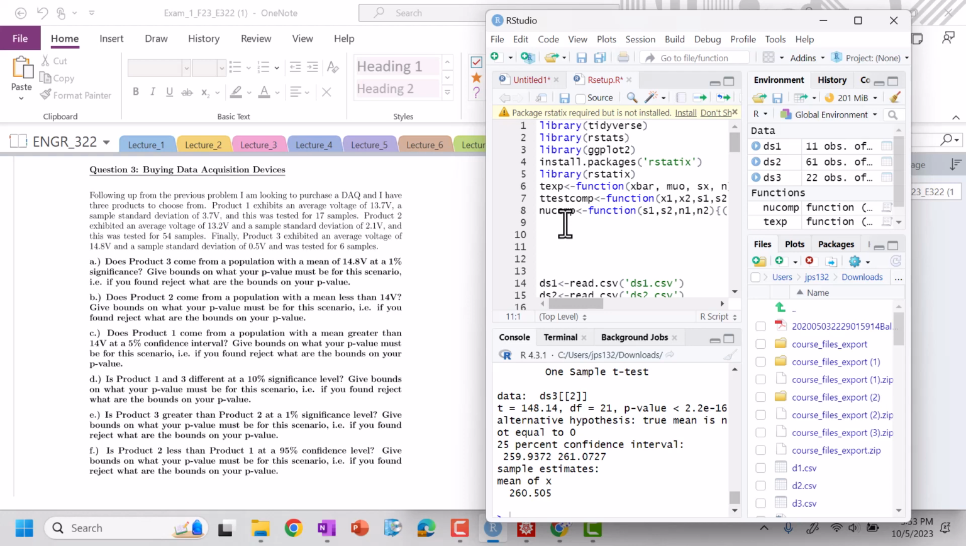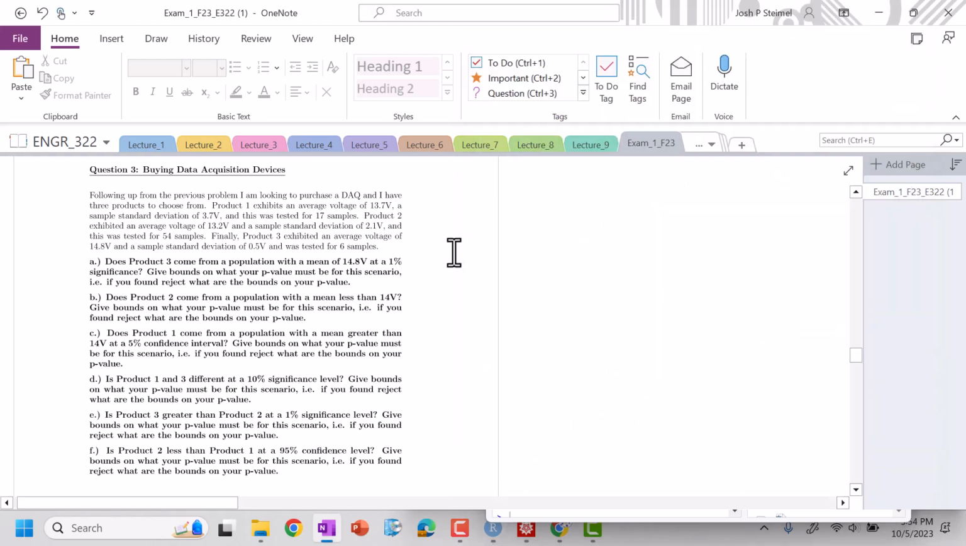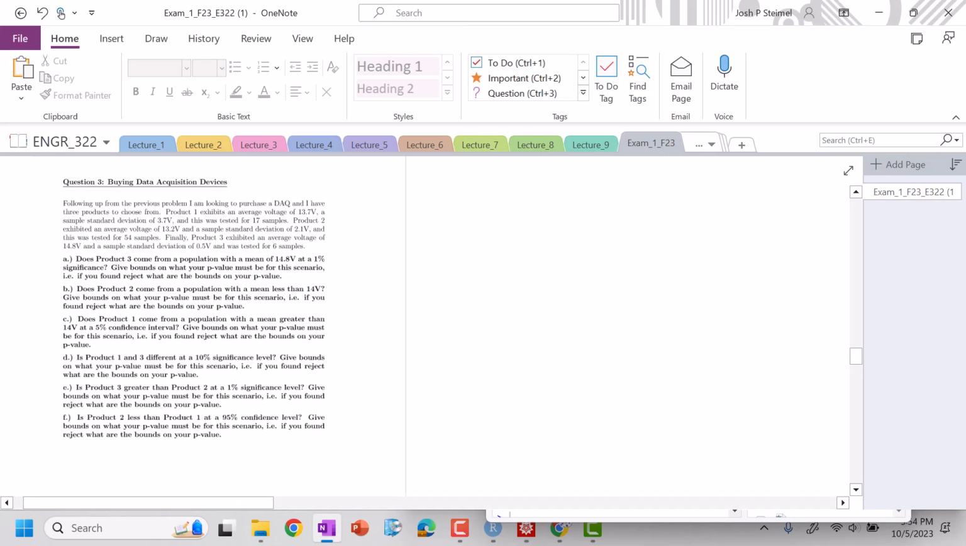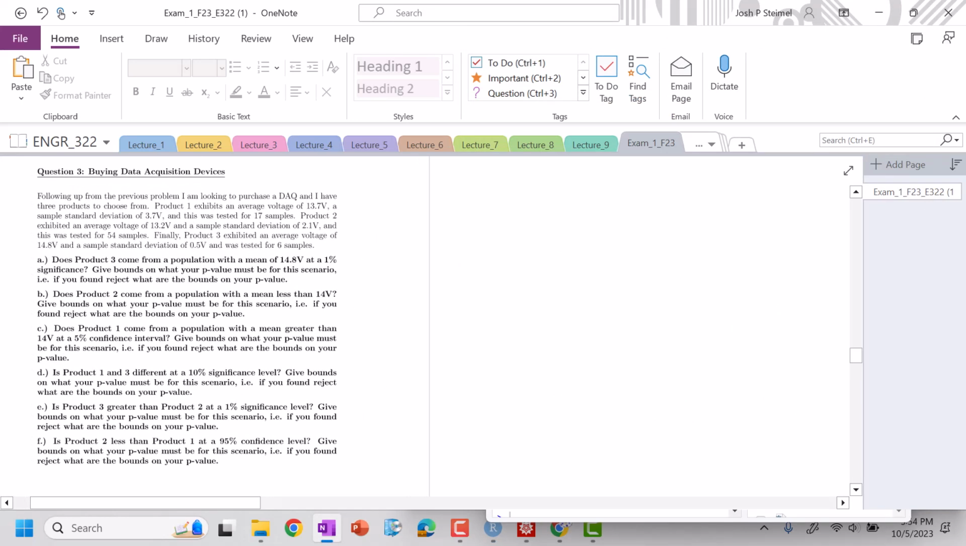So we're given some values here about the product. We're asked, does product 3 come from a population with a mean of 14.8 at a 1% significance? So we have to do T experimental. Actually, let's set up our hypothesis testing here. So for A, our H naught is going to be mu naught is equal to 14.8. Our alternative is it's not 14.8.